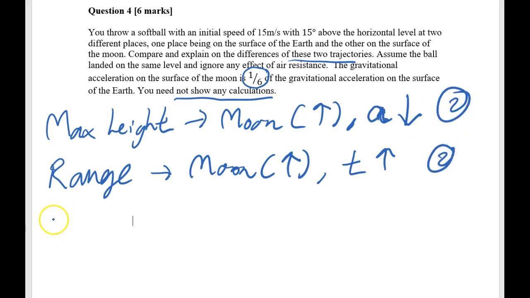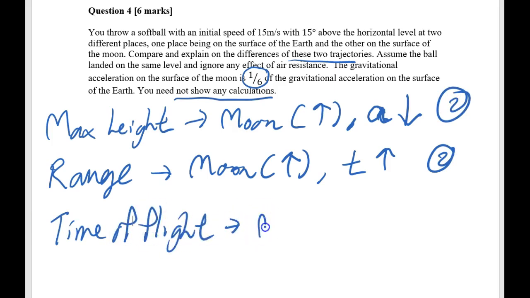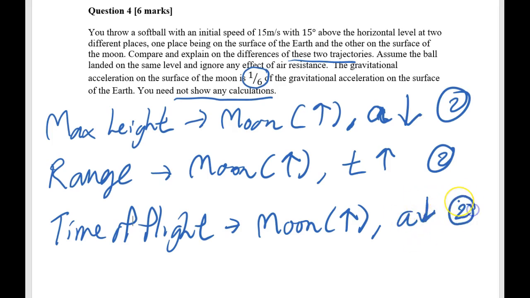Last one tell us about the time of flight. Time of flight, the Moon again shall be greater because the acceleration on this object is lower. So you have to repeat this statement, which enables you to get another 2 points. So 3 different differences, and explain it briefly.